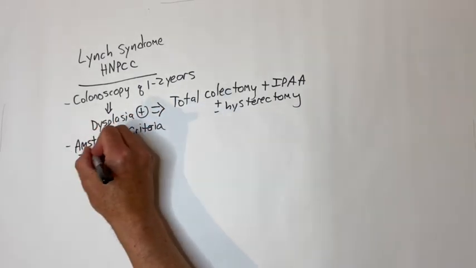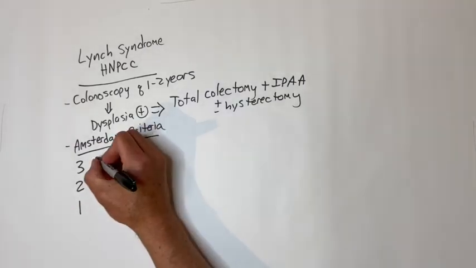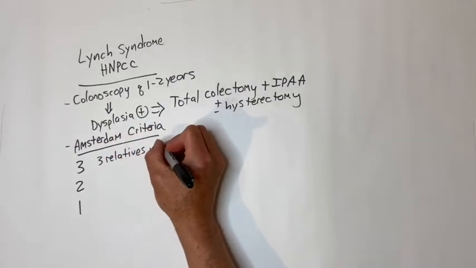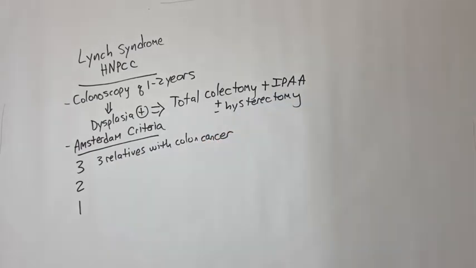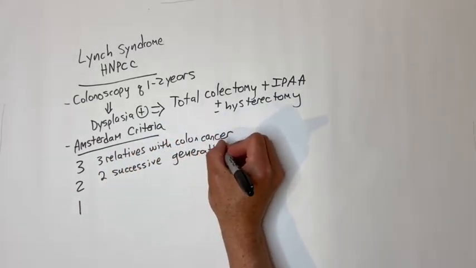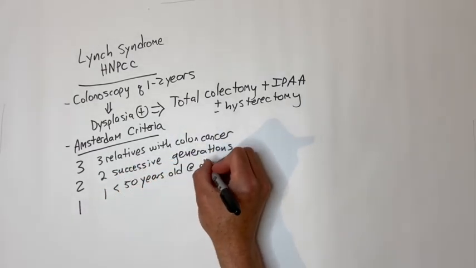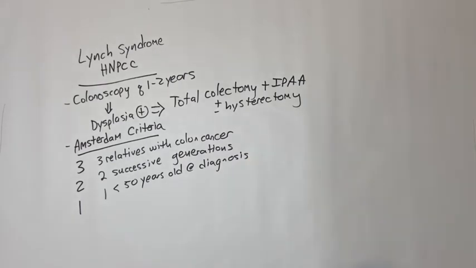There was a criteria called the Amsterdam criteria that was a quick rule of thumb way to decide who needed screening for Lynch syndrome. This was known as the 3-2-1. 3 first-degree relatives with colon cancer, 2 successive generations of colon cancer, and 1 of those persons with colon cancer less than 50 years of age.